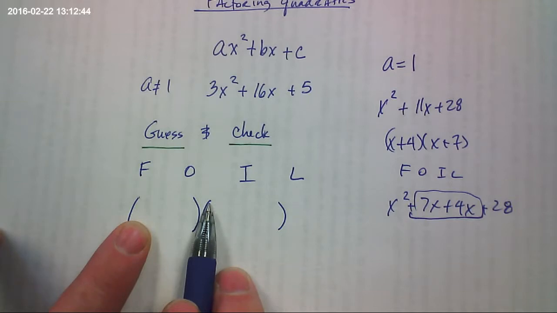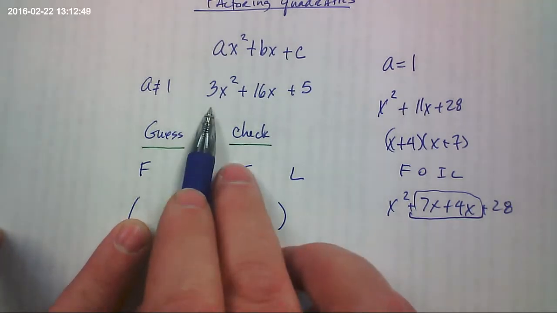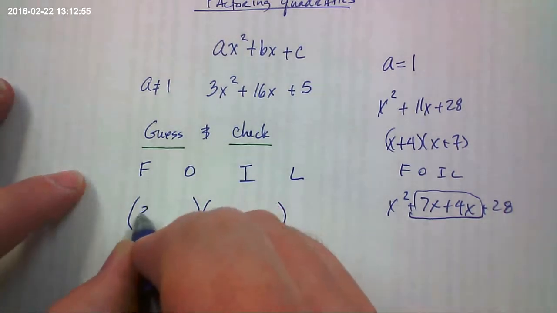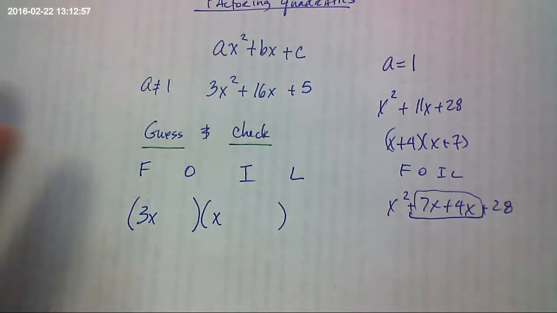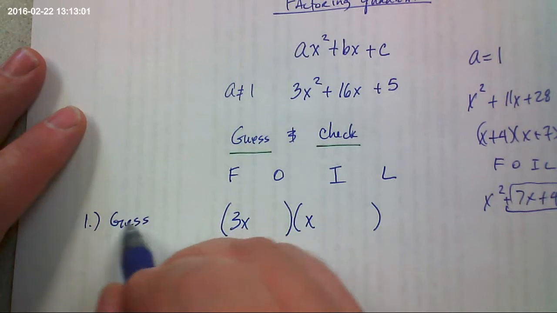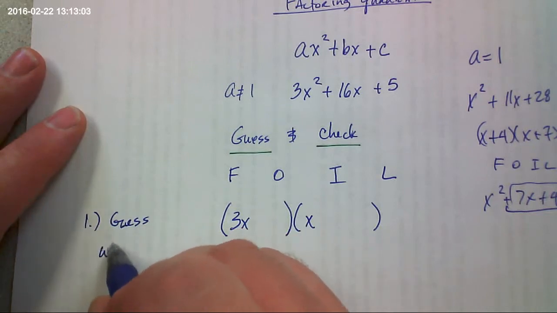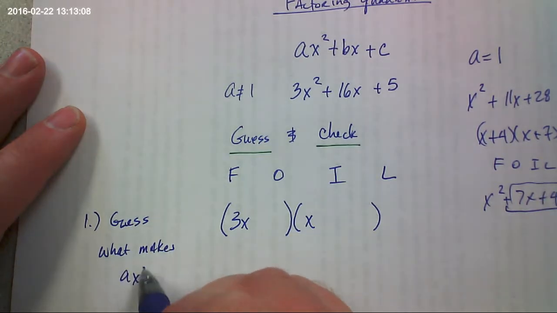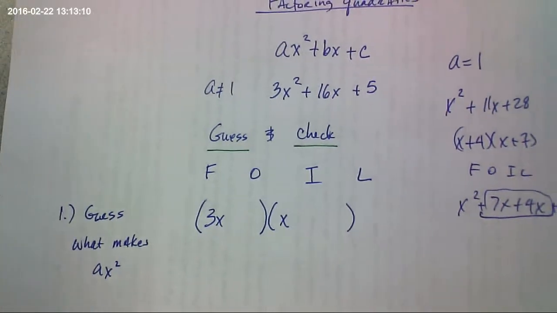Baldo, do you know what I mean? So what number times what number could equal 3x squared? What do you think, Jalen? 3x and just x, right? Yeah. So we're going to guess 3x, and we're going to guess x. So step 1. You guess what makes ax squared. So that's our guess right there.